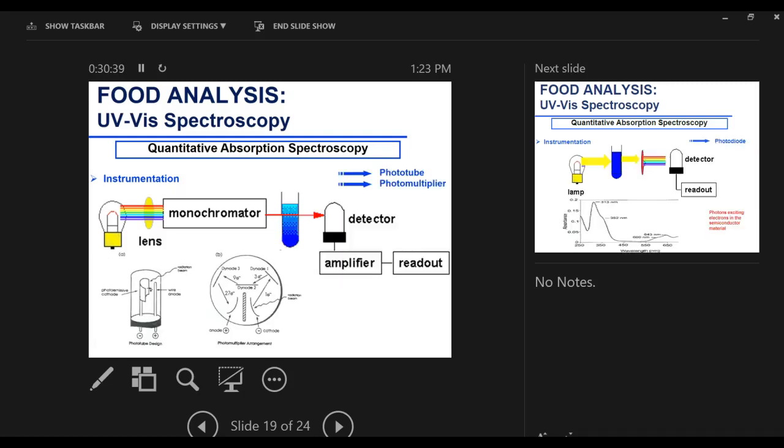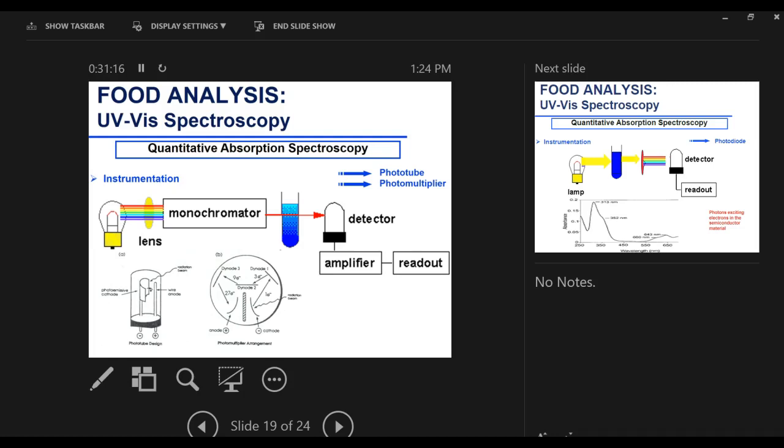So now you have monochromatic light that enters your sample, and the sample components that absorb at that wavelength absorb light, and then transmitted light makes it to the detector, and the detector converts the signal of light into an electrical signal and gives you an absorption value. So we have two types of detectors that I'm going to talk about. This is a phototube detector.